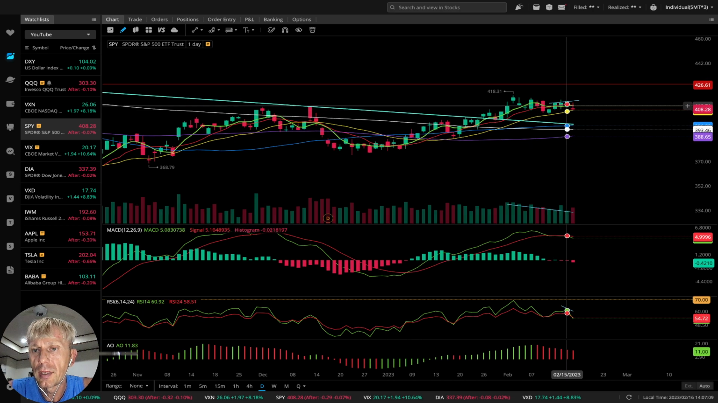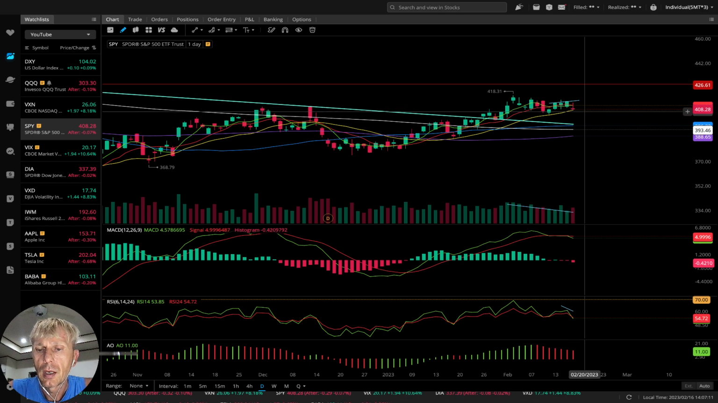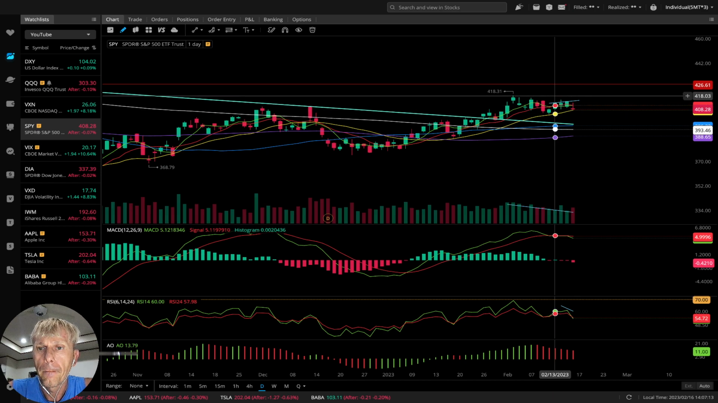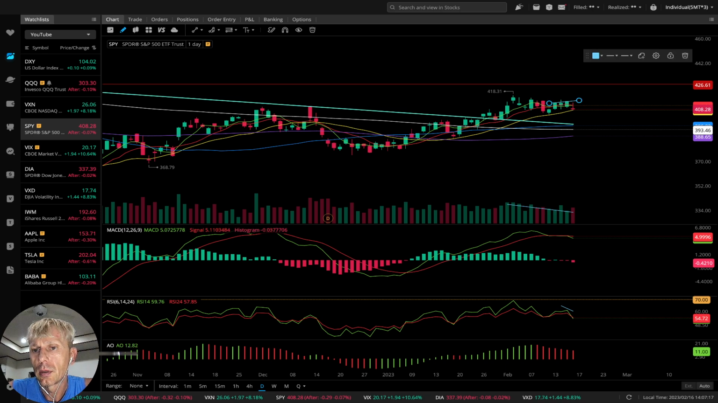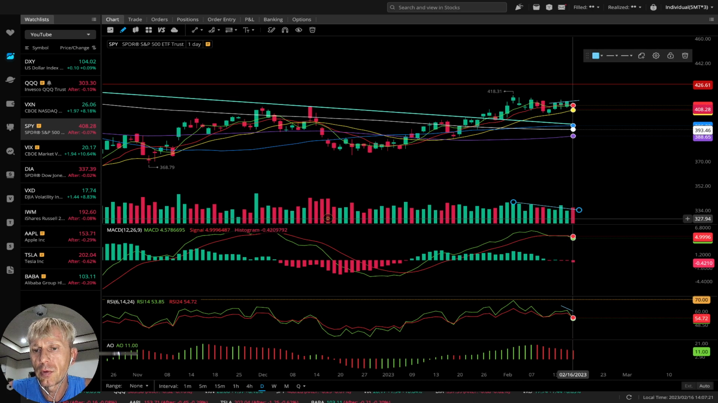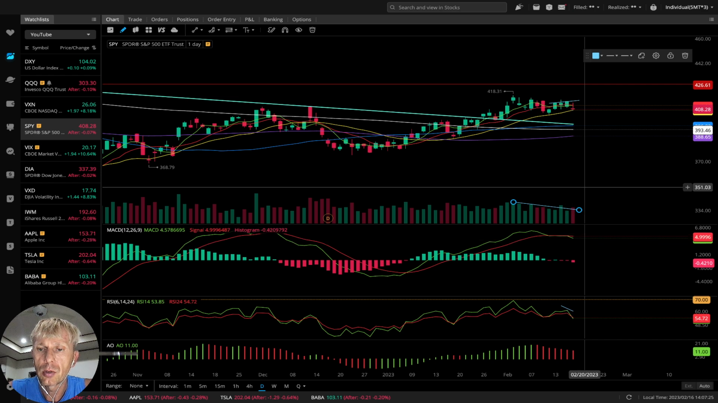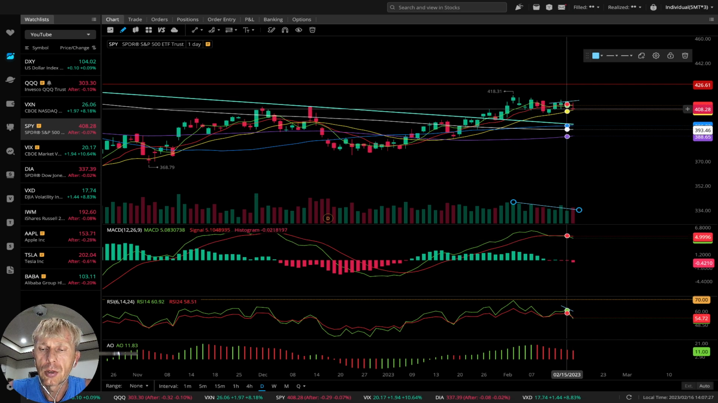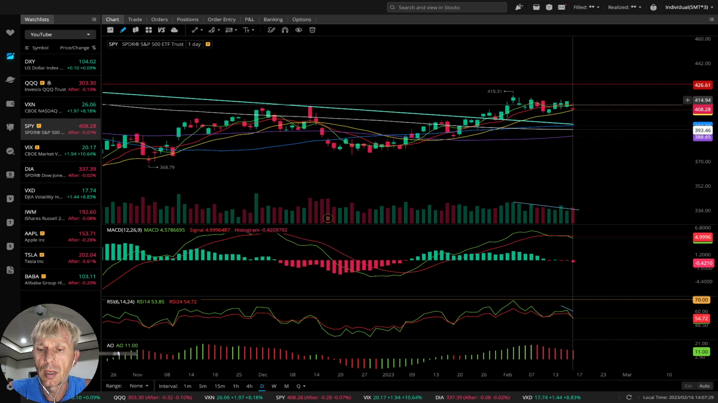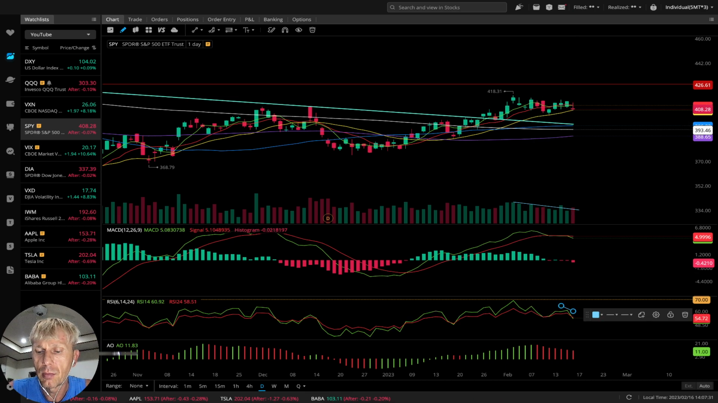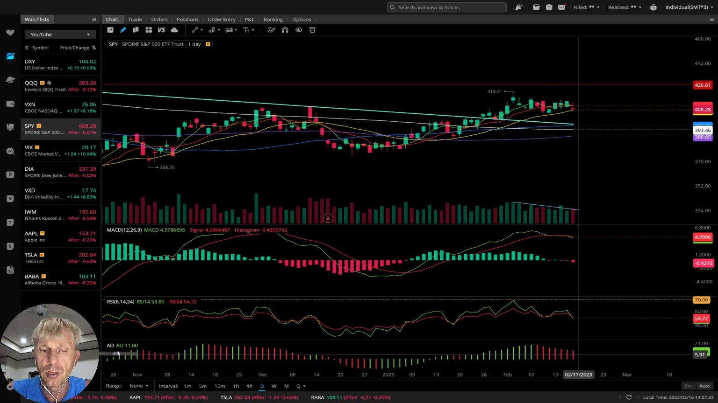MA5 below MA10, it's a bearish trend. Volume is decreasing. Yeah, actually on the sell-off it was large volume. MACD, bearish crossover on MACD. It's a bearish trend. RSI, bearish crossover, also oscillator bearish. Bearish on daily time frame for SPY.